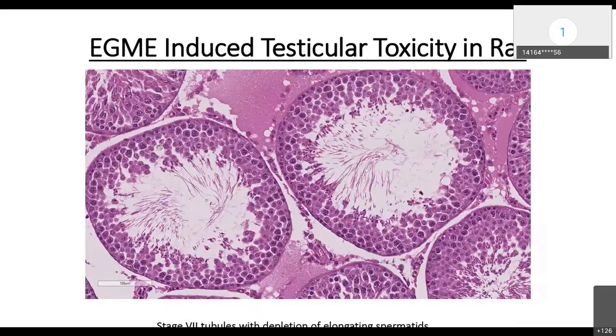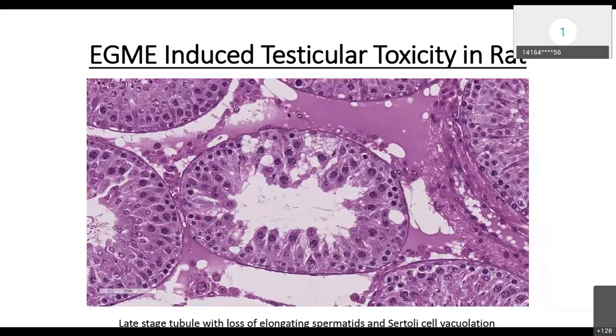This is the same EGME induced change, and here within the seminiferous tubule you would see that there are elongated spermatids, but not in as much quantity or volume as there should be, because EGME is a toxicant. But the pathologist has to see it very carefully and also has to compare with the control. Then only would these subtle changes be identified. Next one.